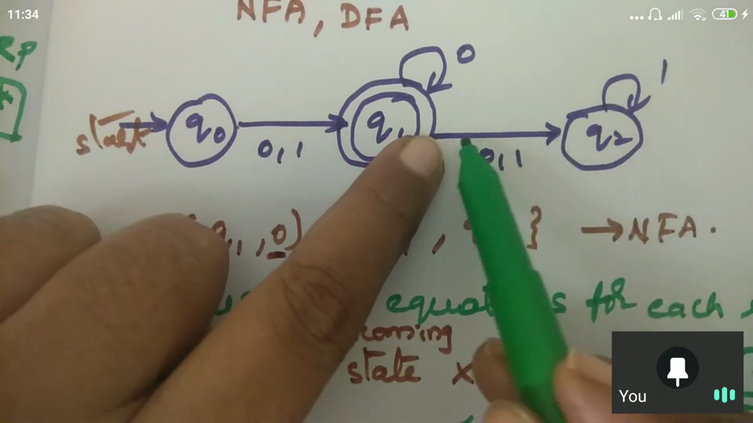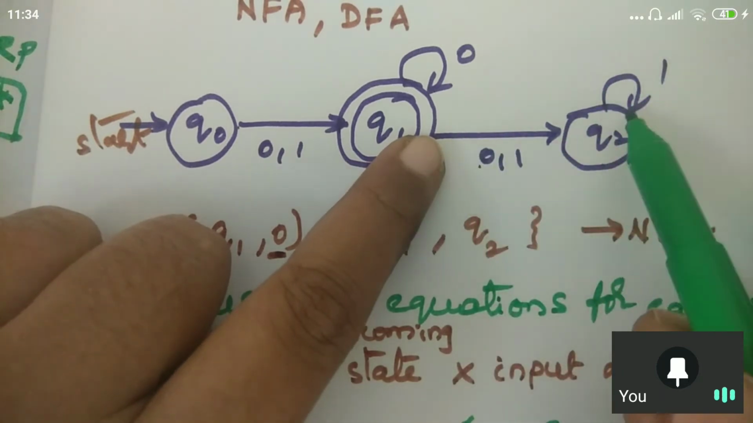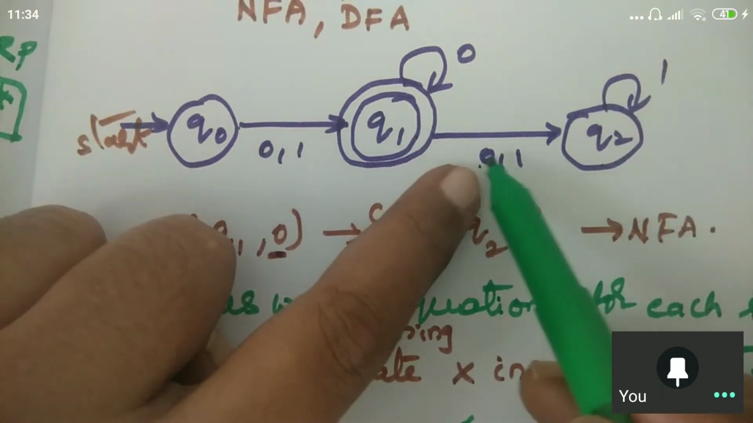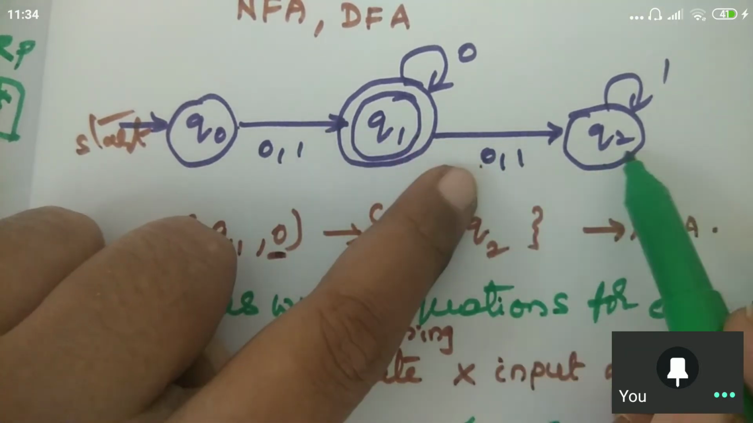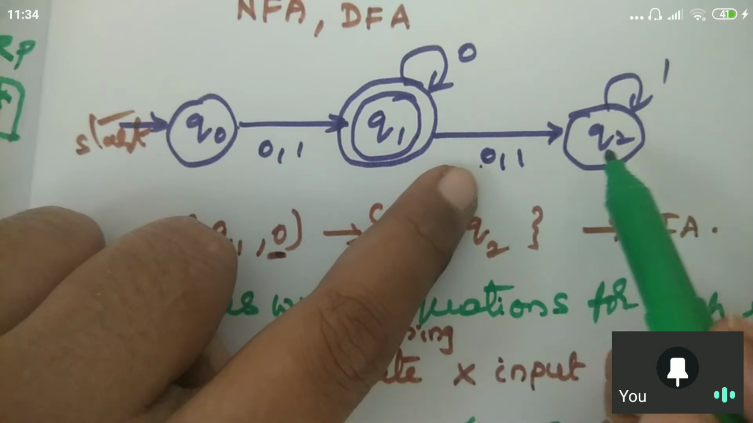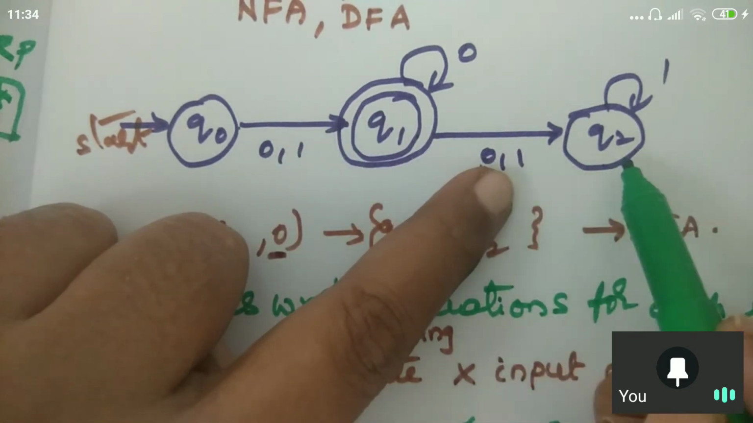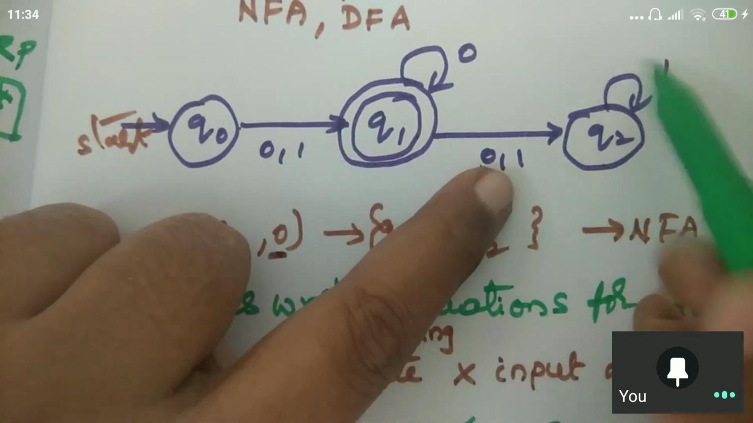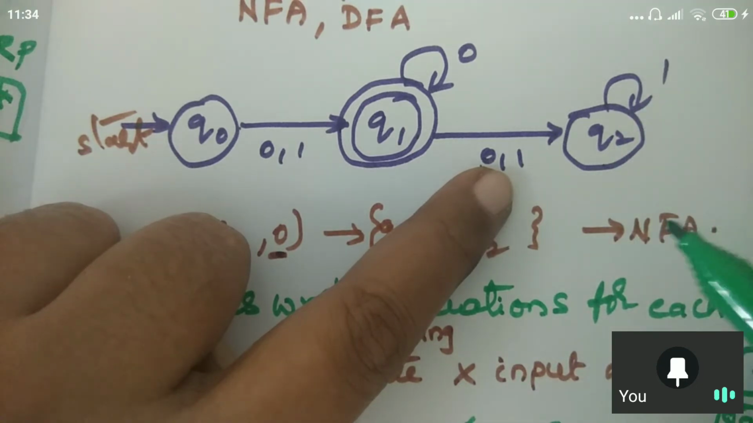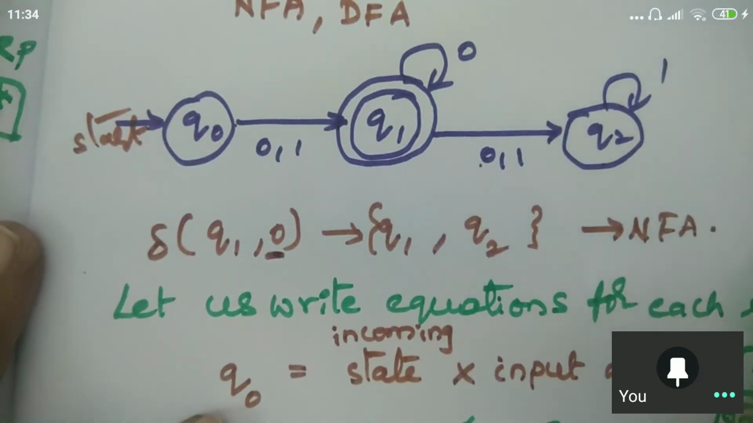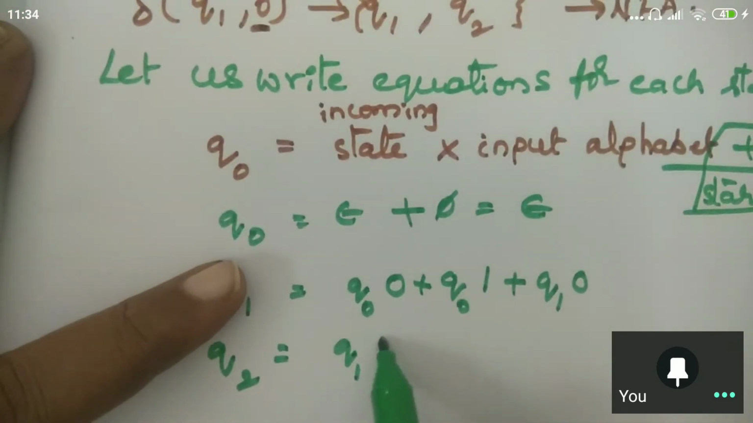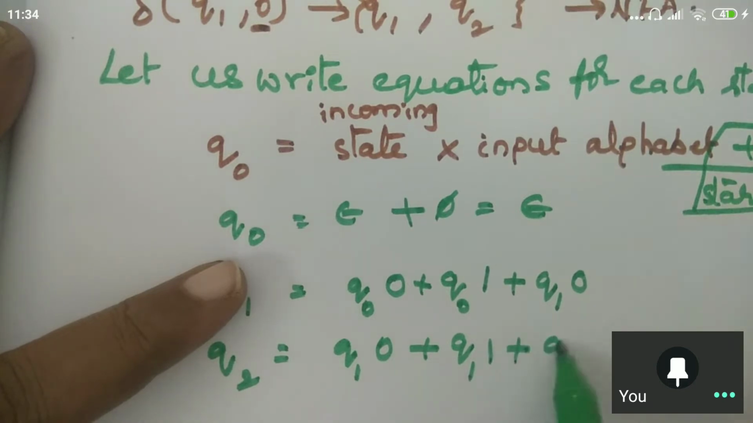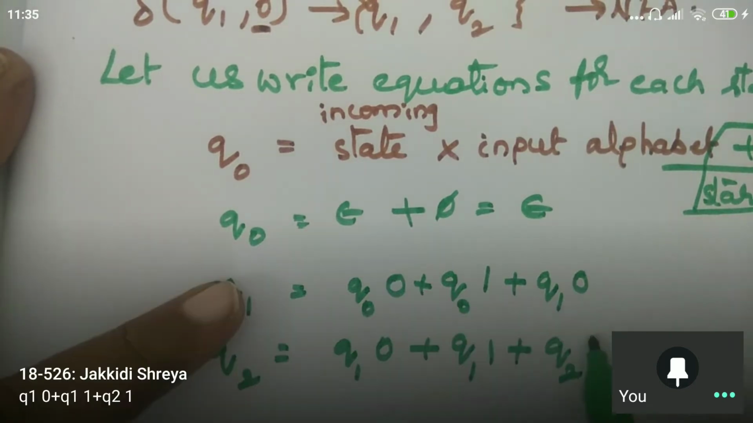Q2 has one incoming arc, and here I have another incoming arc. Q1 on 0 is transitioning to Q2. Again, Q1 on 1 is transitioning to Q2. Q2 on 1 is transitioning to Q2. So I can write it as Q1 0 and Q1 1 plus Q2 1.